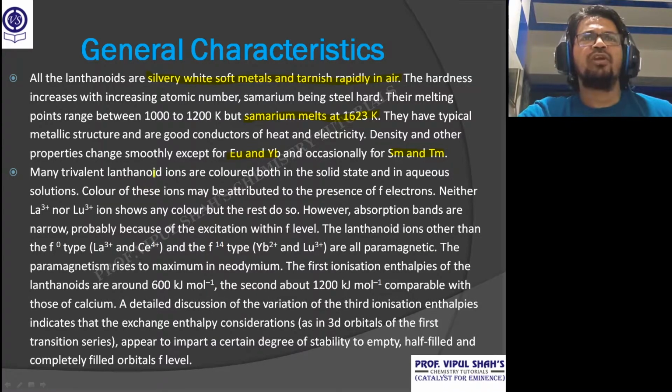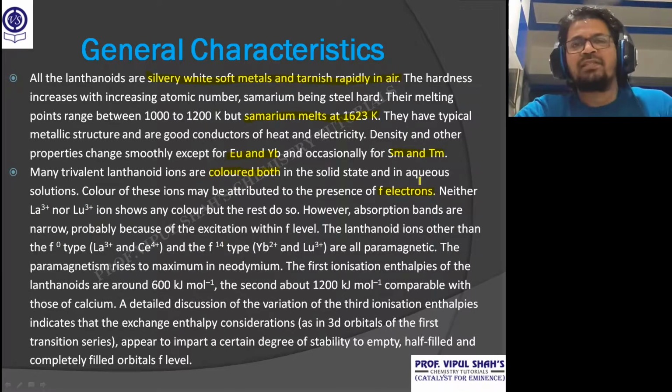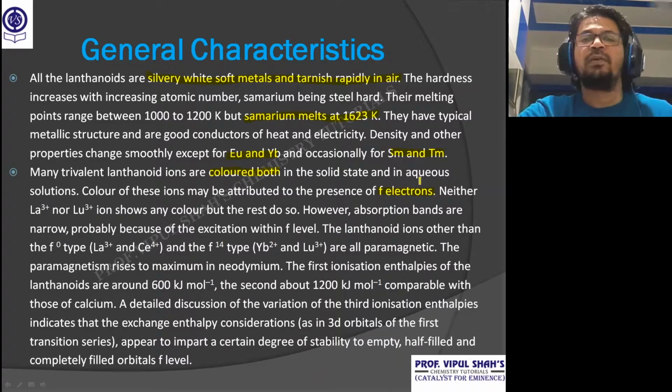Then these are generally trivalent, meaning the +3 state. They are all colored both in their solid state and in their aqueous solution, and the color is because of the presence of F electrons. If you all remember, we discussed this in the D block. F block elements also show color. The answer is simple: crystal field splitting theory. When light falls, is this clear?